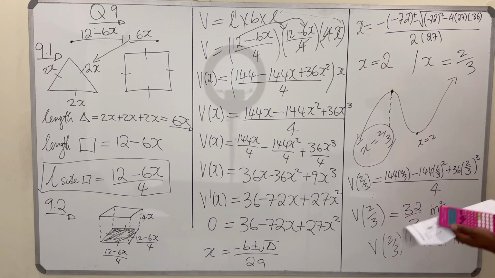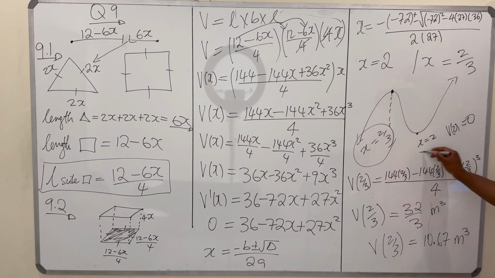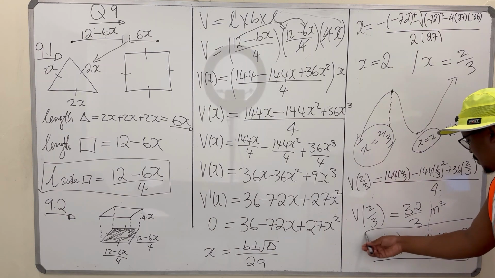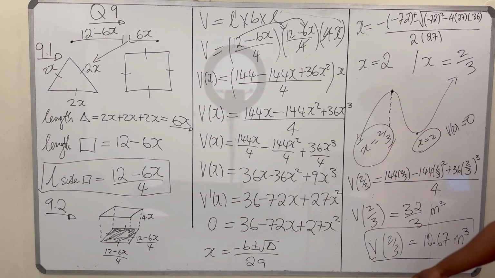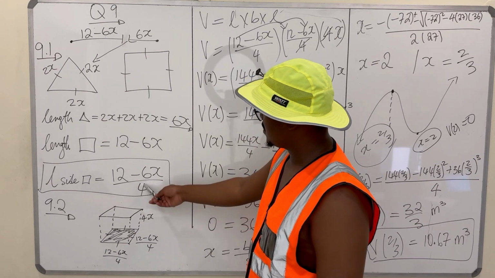I think if you substitute 2 there, you will get a smaller volume than this, because it will be sitting at a lower position. So when you substitute your 2 over 3, this is your answer in cubic meters, right? And if you substitute your 2, you get that your volume at 2 is equal to 0, like we expected, since this would be a minimum point. So this is the maximum volume of your rectangular prism that has a height of 4x and a square base of this length.